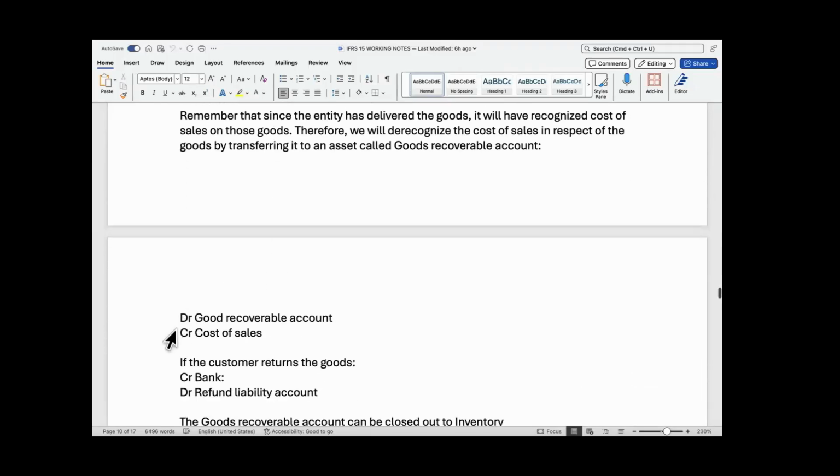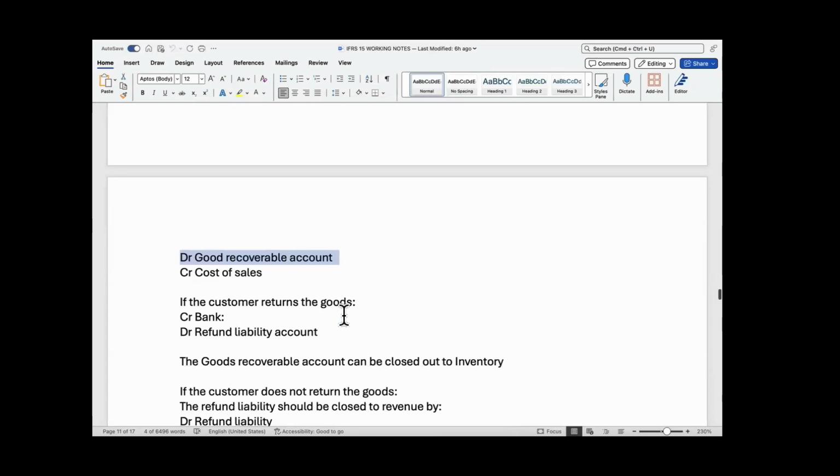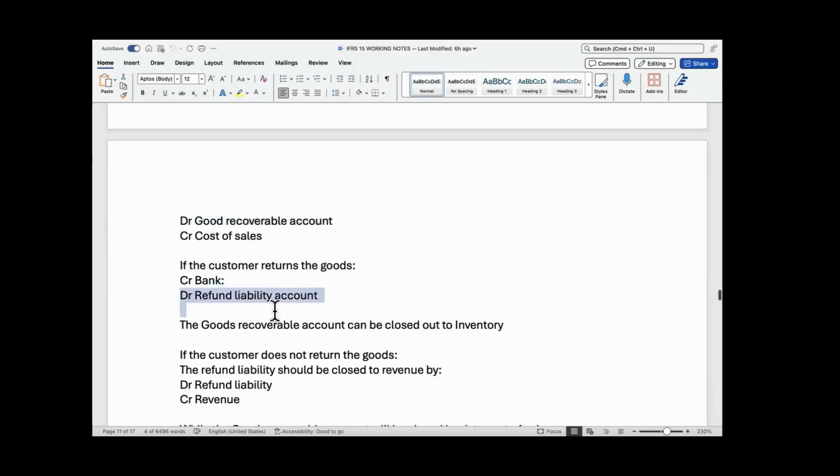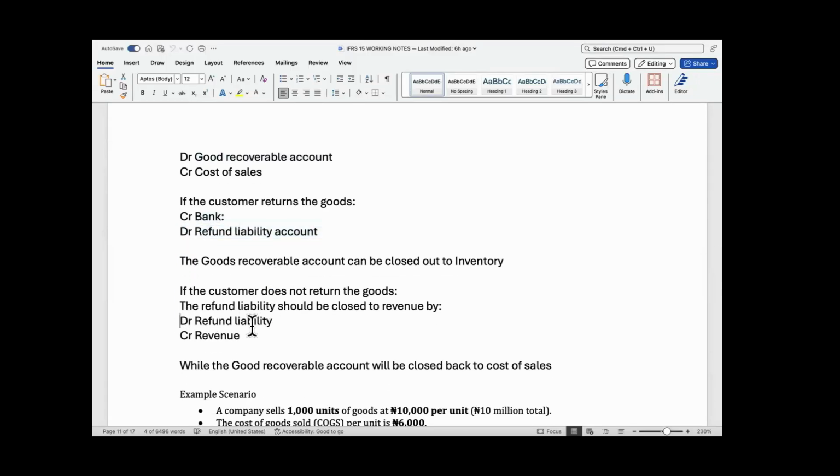And you remove it by transferring it away from cost of sales and putting it in a goods recoverable account. You can call it another name, maybe right to recover goods, whatever name. But this is like an asset account. So if it happens that the customer returns the goods, that means you have to pay the customer money and close out that refund liability account. But if the customer does not return it, that refund liability, you transfer it to revenue.